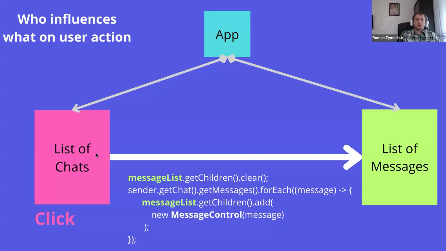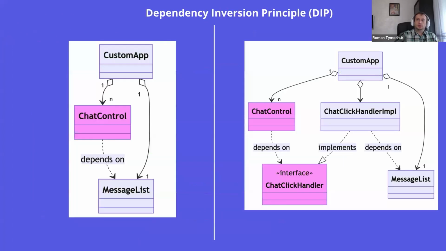The good practice is just to use an abstraction. Depend on the abstract click handler, and the click handler should be used by multiple chats and provide the same action for the recreation of the messages. So, yeah, how will the dependency inversion principle work with this? So we have the custom app, we have the chat control. Chat control depends on the message list, and the custom app has one message list itself.